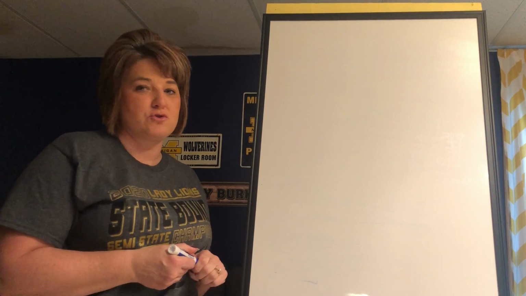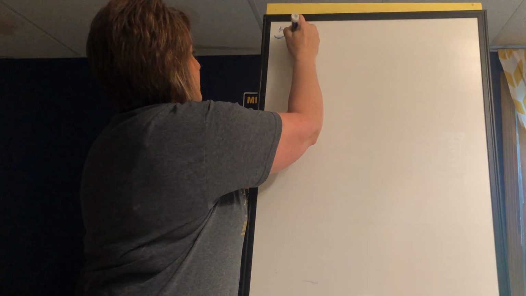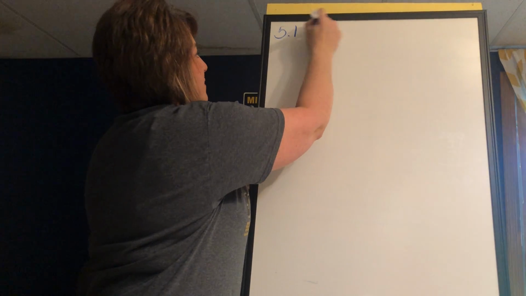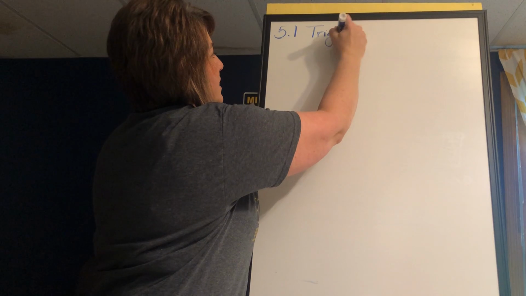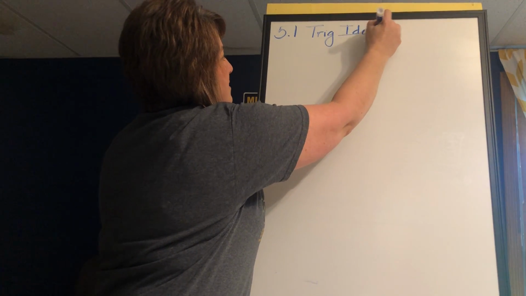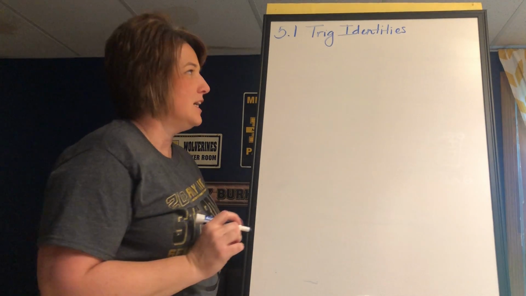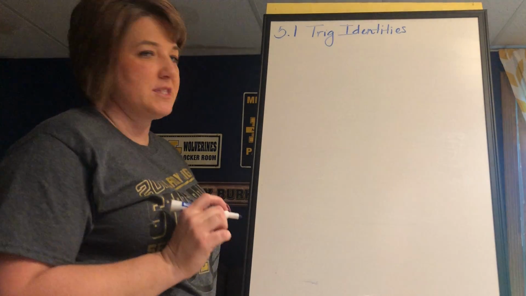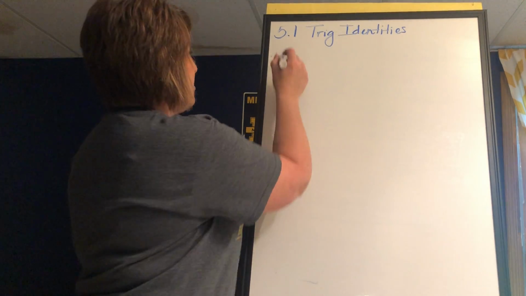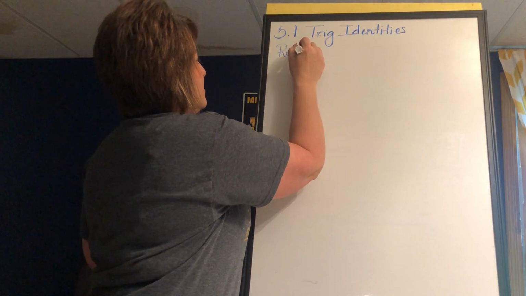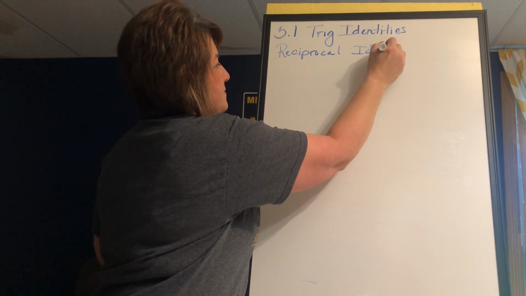This is for Trig, and we're going to start chapter 5. So this is 5-1, and these are the ever infamous Trig identities. This whole chapter is about identities. I love it. We're going to start out with some things that you already know, and these are called the reciprocal identities.